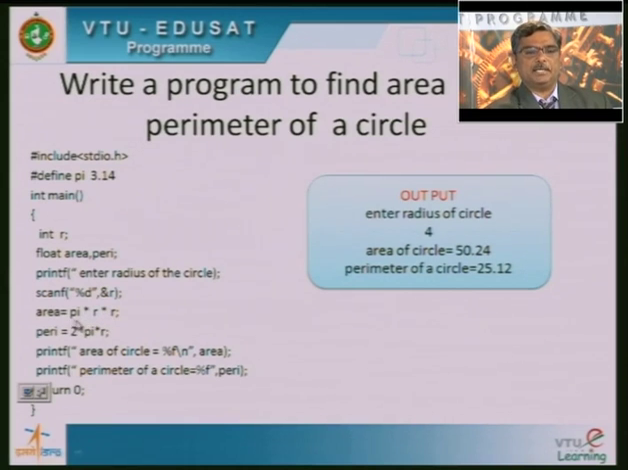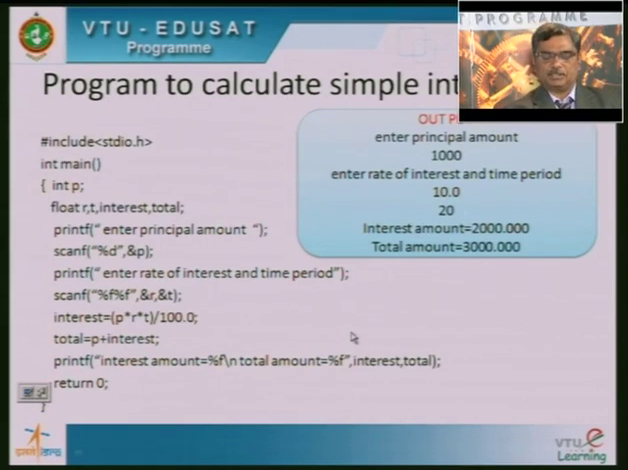This is how a mathematical statement is converted into the form of a programming statement. These are the differences that you have to observe between your mathematics statement and the form of programming. Perimeter, 2 pi r is the formula: 2 into pi into r, semicolon. The calculation part is over. Next, area of circle equal to percentage f. In this position the area is printed. Slash n, because of slash n, the next line will be printed in the next line. Perimeter of a circle equal to percentage f, the value is printed in this position, 25.12. Return 0. So this is how to write using whatever instructions you have learned.